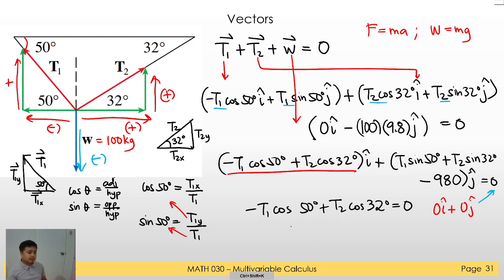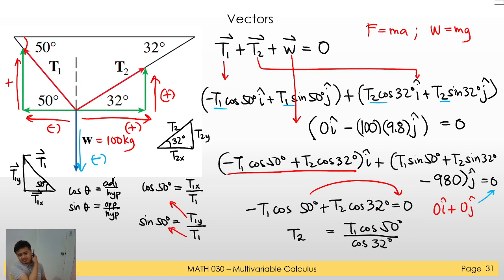Let's solve for T1 first, in terms of T2. We move this negative T1 over, so we have T2 cosine 32 equal to T1 cosine 50. If we cross multiply, this will be dividing by cosine 32. Okay, so we have this first equation that we can utilize for solving T1 or T2.